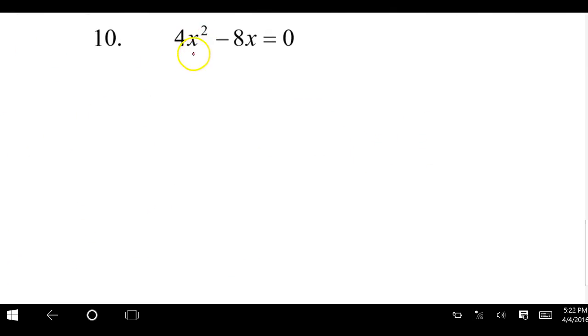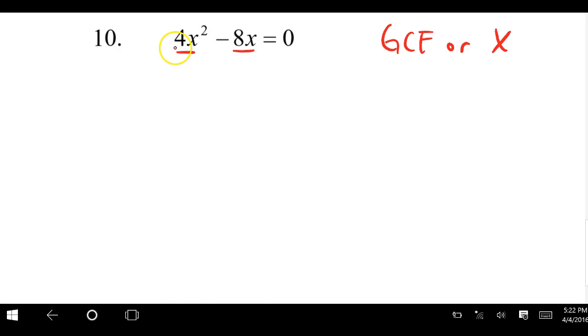Now number 10. I have one number here with an x squared and another number with an x. Well, you can do a couple of different things here. If I have a number with x squared and a number with an x, I can do two things. I can either do GCF or the x. And I prefer to do the quick ways or the shortcuts on these things. So here, let's just find a GCF.